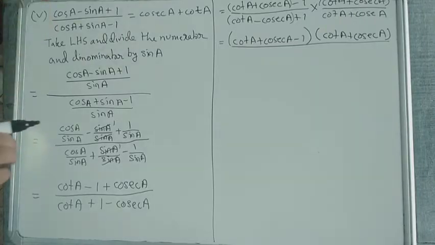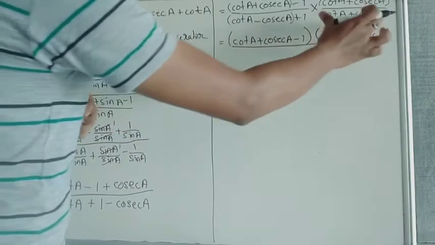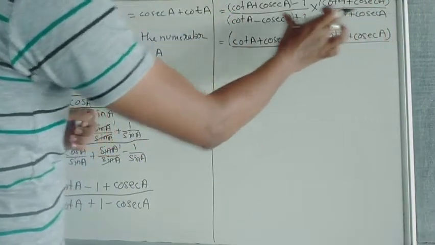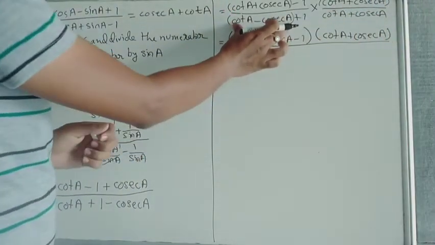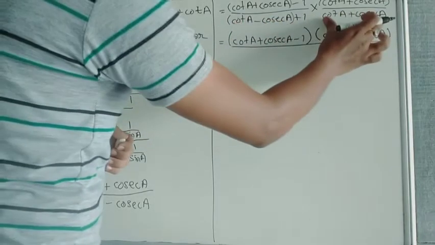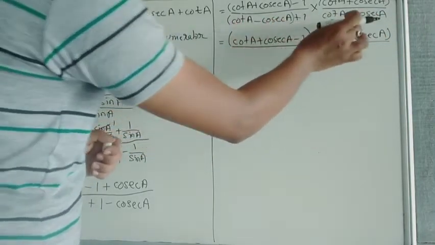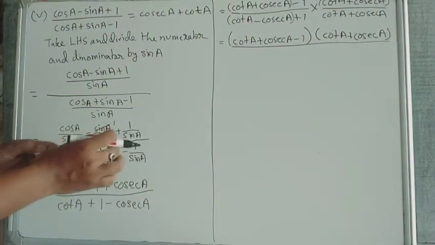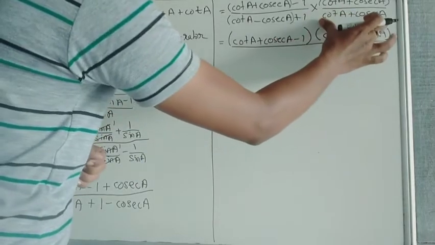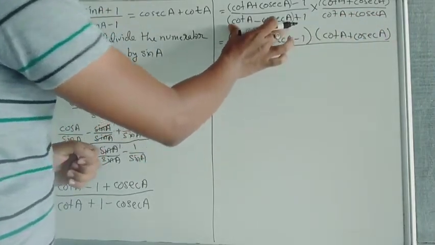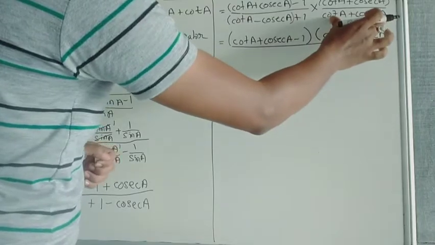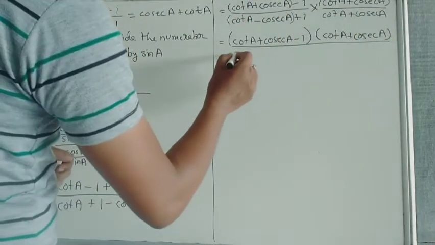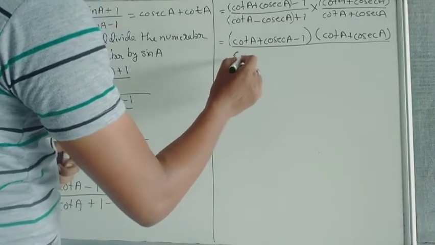Now the lower part. This one you multiply: cot A plus cosec A into cot A minus cosec A. So this is multiplied with this. What is it becoming? A plus B, A minus B. Getting it now? If we multiply this whole thing with this one, this is A plus B and this is A minus B, so this gives me A square minus B square.